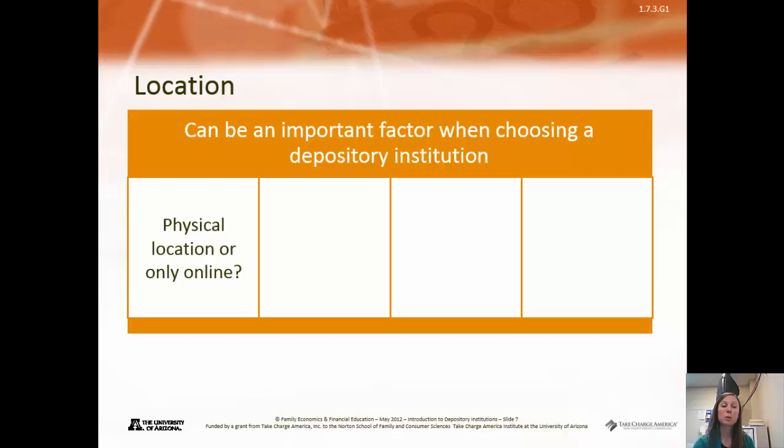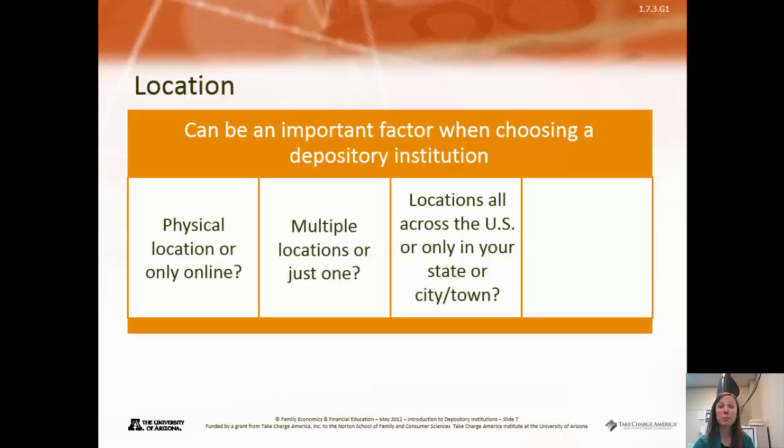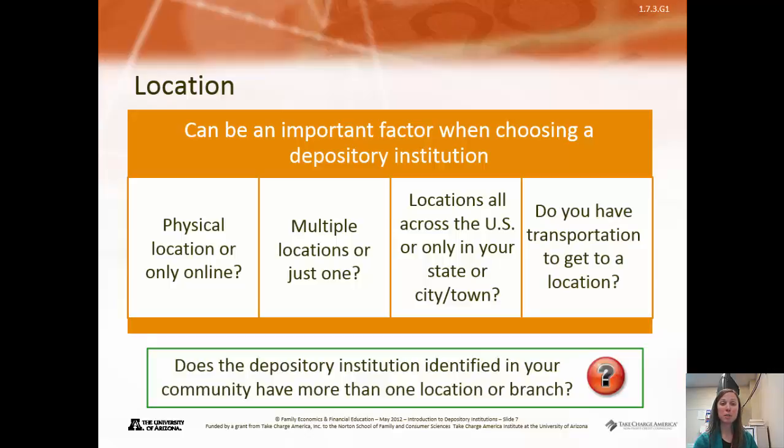Is it a physical location or only online? Are there multiple locations or just one? Are there locations all across the United States or only in your state or city, town? And do you have transportation to get to a location? So does the depository institution identified in your community have more than one location or branch? So think about the different banks and credit unions we have right in town, just quite a few. Do they have more than one location and branch? Many of them do, possibly all of them. Depends which ones you're thinking of.